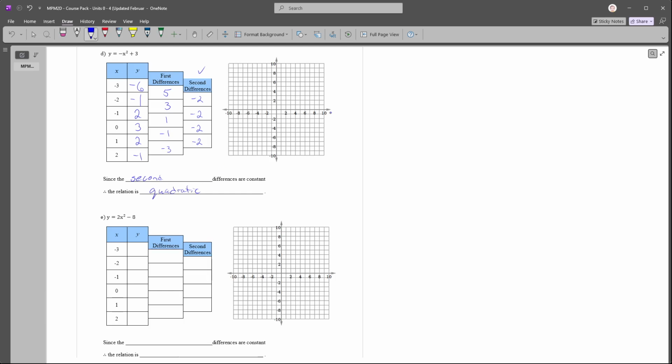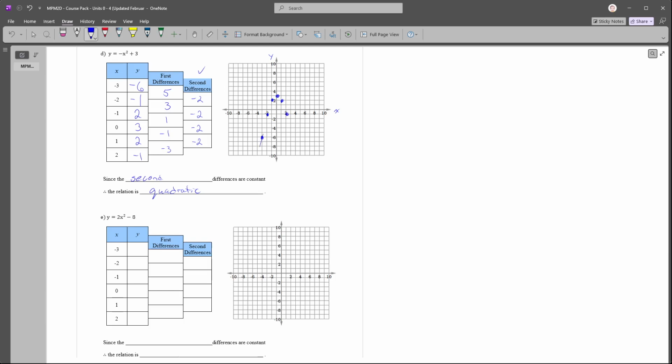Okay, so we can graph it all in. This is going to be my x-axis. This is going to be my y-axis. Negative 3, negative 6, all the way down. This time it actually is down. Okay, negative 3, negative 6. Negative 2, negative 1, right about there. And then negative 1, 2, right here. And then 0, 3. Looks like we've hit our pivot point because the next one's at 1, 2. It's coming back down again. And then 2, negative 1.